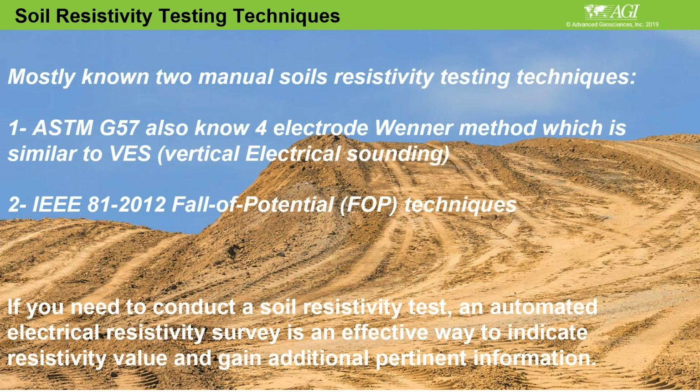IEEE 81-2000, which we typically call the fall-of-potential, FOP, technique. Typically, when your grounding system is installed, it can be tested according to this Institute of Electrical and Electronics Engineers standard. This is what we call the fall-of-potential method. You need to check and perform this for grounding conditions, how well the grounding grid is performing, or how your cathodic protection system needs to be designed. So in this case you are using this standard to check it. This can be done manually.